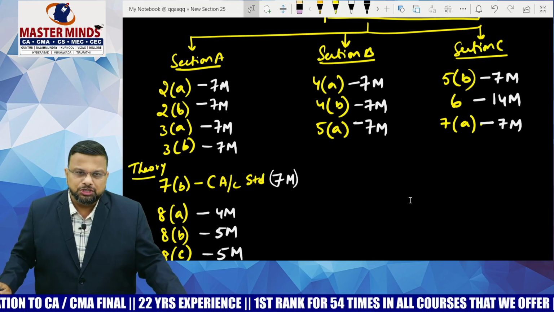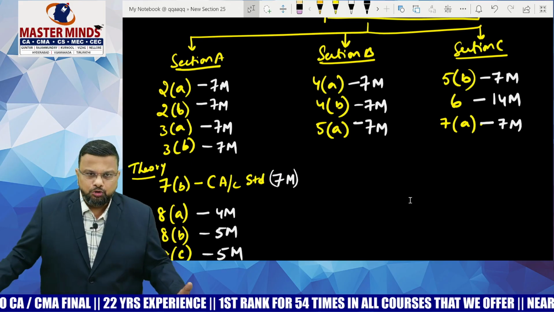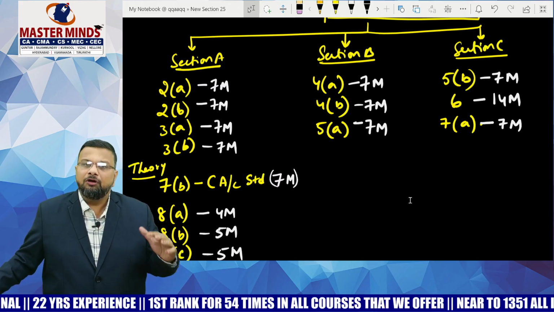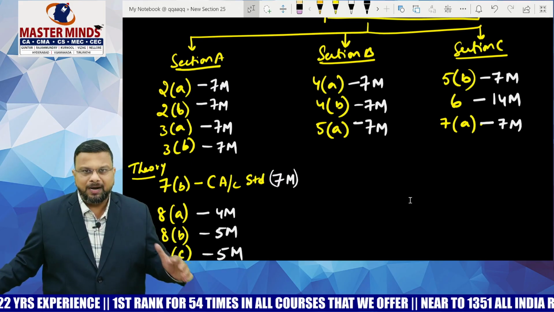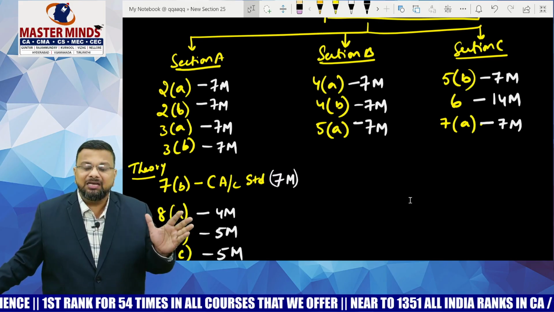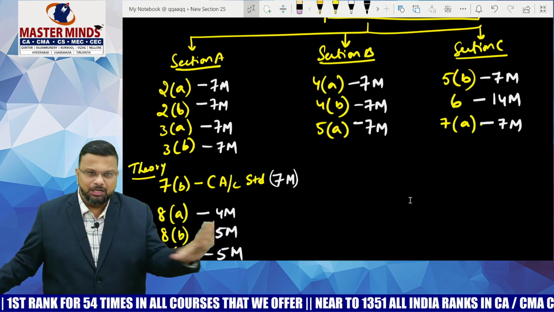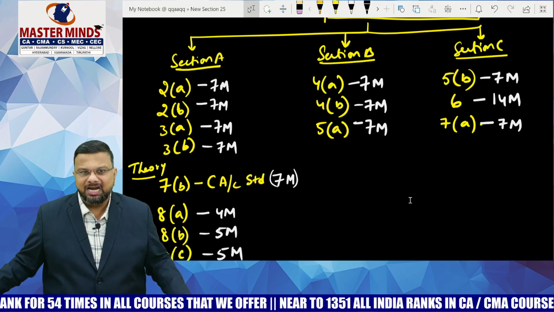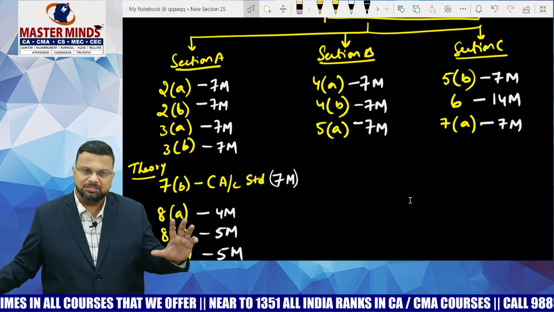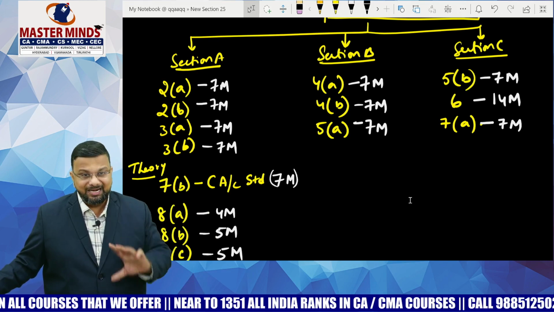Question number 2 has 2 parts, 2A and 2B. Likewise, the third question also has 2 parts, 3A and 3B. The fourth and fifth questions also have 2 parts: 4A, 4B, 5A, 5B. The sixth question is not divided into subparts; it's a single question. The 7th question is again divided into 2 parts, 7A and 7B. The 8th question has 3 parts: 8A, 8B and 8C.